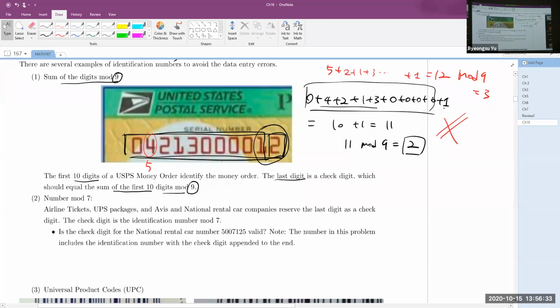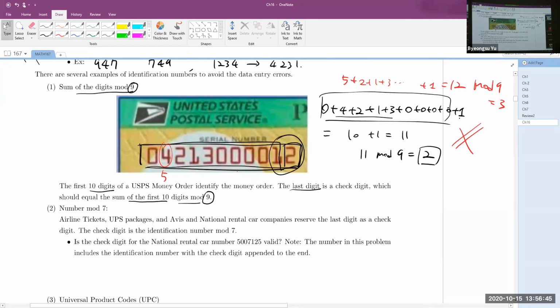So not all of the schemes can capture all the errors. They are strong for some errors, but weak for other errors. In the case of this USPS money order, they are worried about single digit errors, so that's why they use this sum of the digits mod 9 method, right? Do you have any questions here? Good.